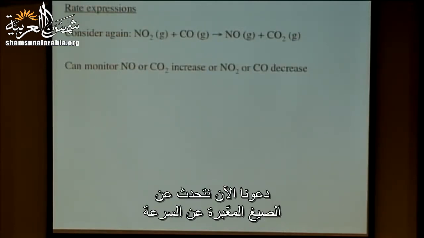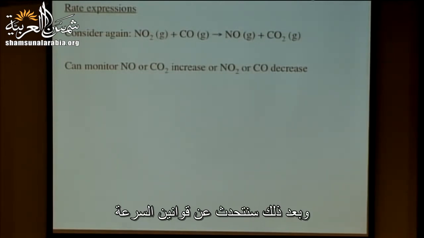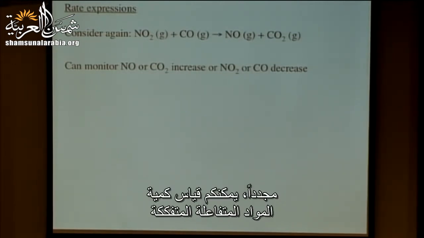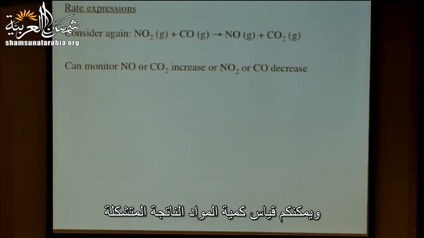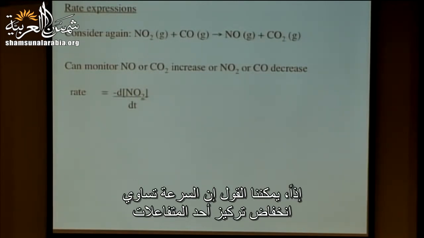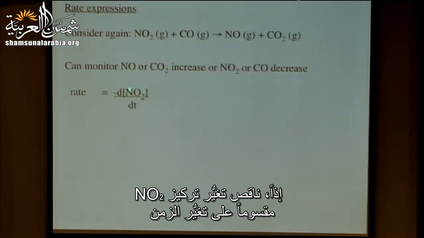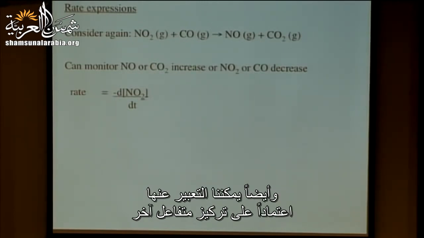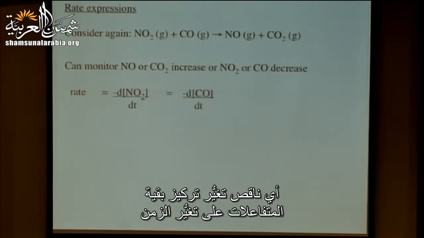So now let's talk about rate expressions, and then we're going to talk about rate laws. So same equation. Again, you can monitor how much your reactants are disappearing. You can monitor the amounts of your products being formed. And you can express this in the following way. So we could say that the rate is going to be equal to the decrease in one of the reactants. So minus d times the concentration of NO2 over dt. We could also express it in terms of the second reactant. So minus d times the concentration of the other reactant over dt.